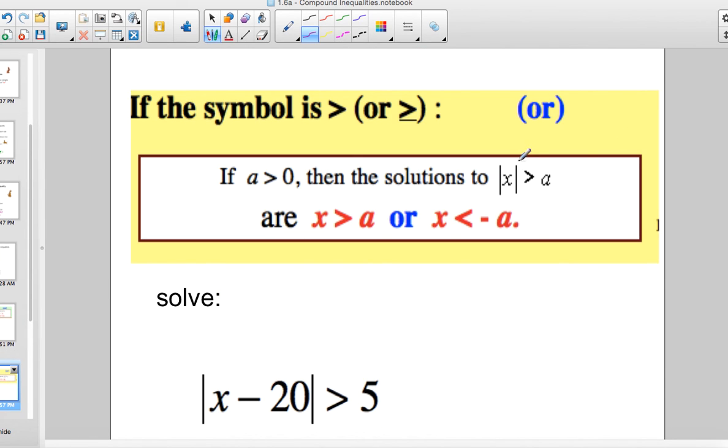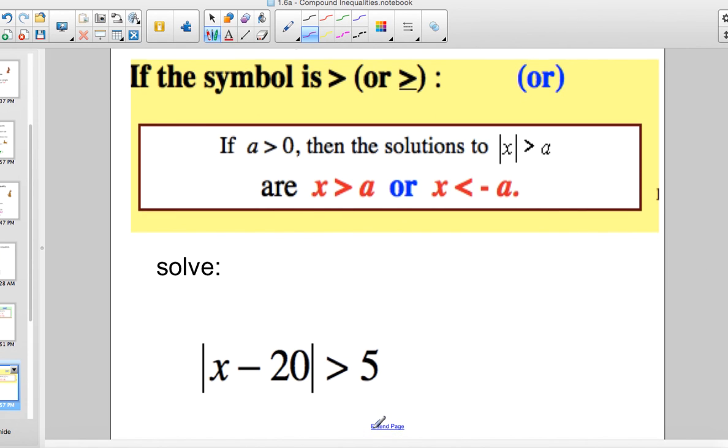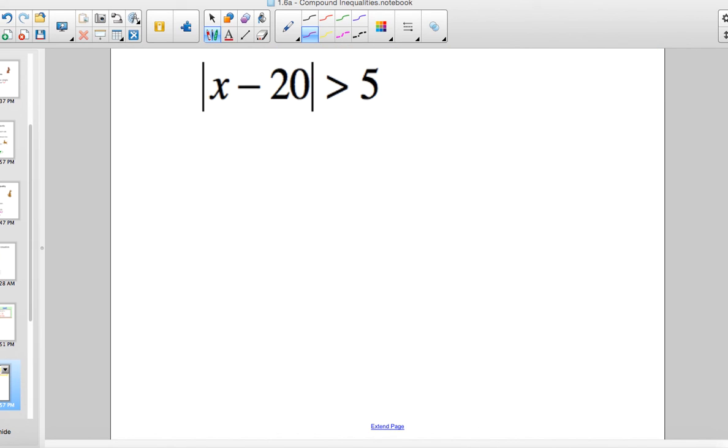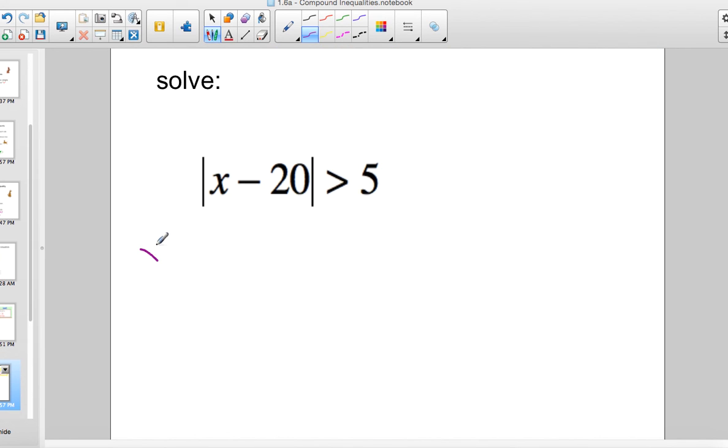Now, if it's greater than to start with, it's an or inequality, but again, you don't need to memorize that. Just look at your answers and you can figure it out. So this one, same things. You're going to just drop the bars. x minus 20 is greater than 5. Add 20, you're going to get x is greater than 25. And then the second case, you're going to go x minus 20, and you're going to flip the sign and make it -5. So you're still going to add 20, that step's the same, and you're going to get 15.